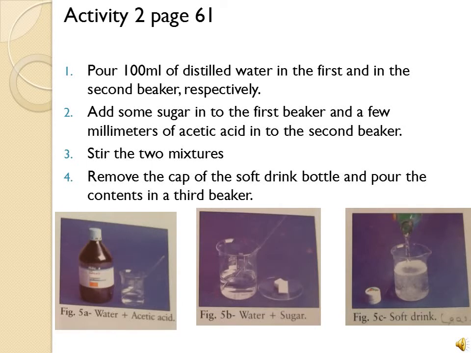Add some sugar into the first beaker. So the first beaker will contain water and sugar. And a few milliliters of acetic acid into the second beaker. I put a few drops of this acid into the second beaker which contains water. So now I have two beakers. The first beaker contains water and acetic acid, as you see in your books, page 61, figure 5a.